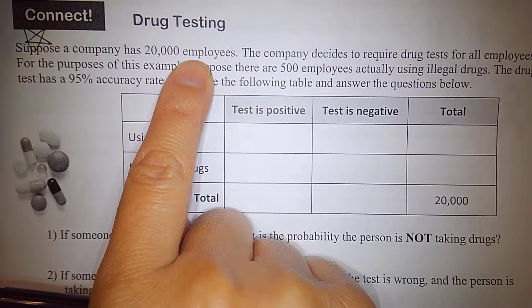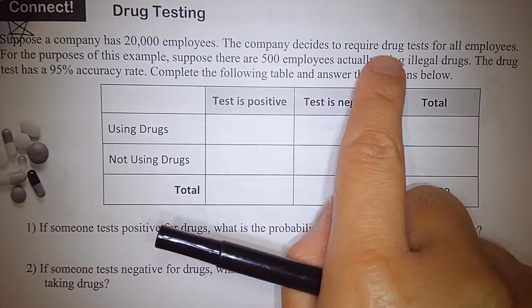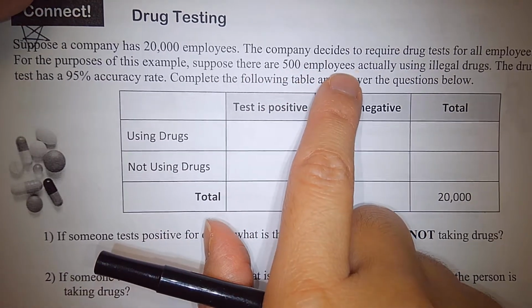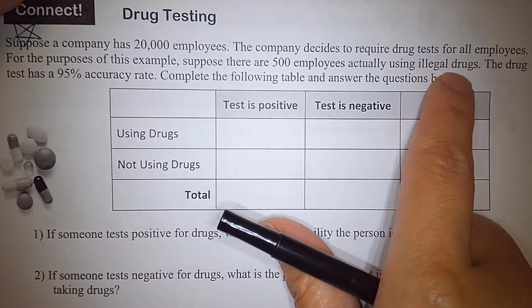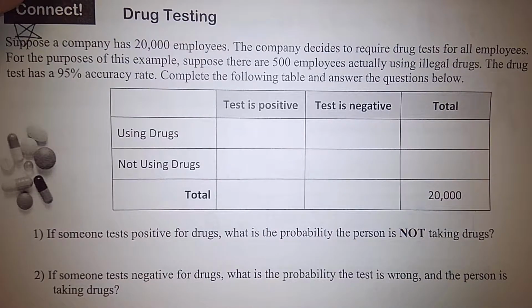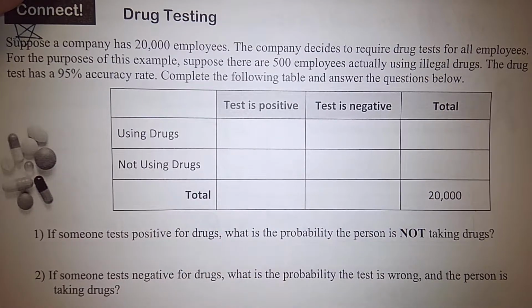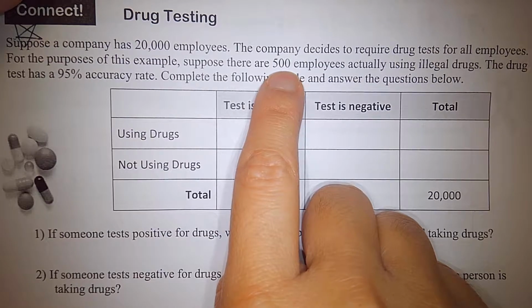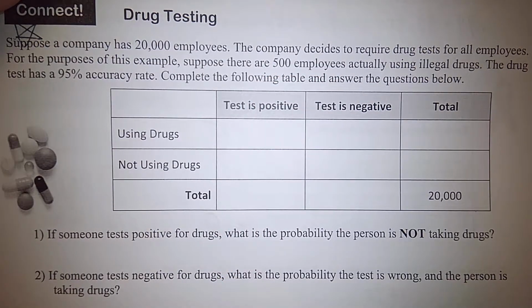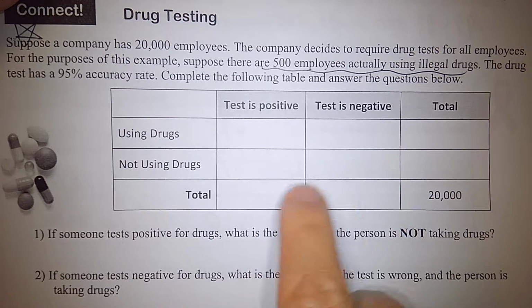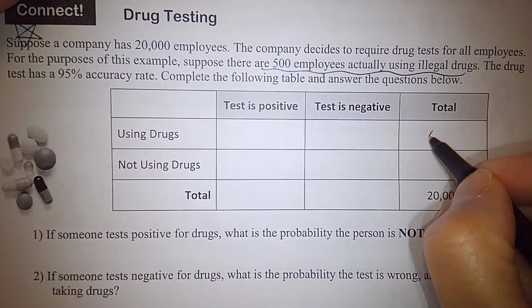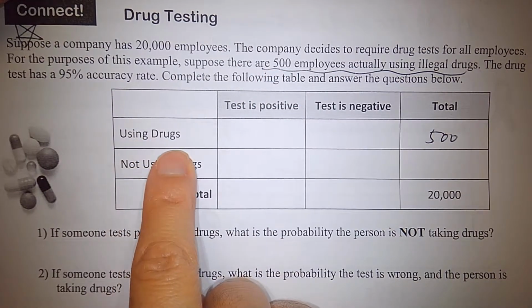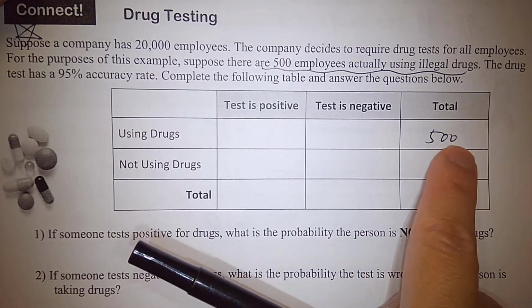20,000 employees. Okay. So, a company decides to require drug tests. Suppose there are 500 employees actually using illegal drugs. So from this table, the 20,000 is the total number of employees. Where should we put the 500? Here. Total using drugs. Yes. So there are 500 employees using the illegal drugs. These are the numbers for them.